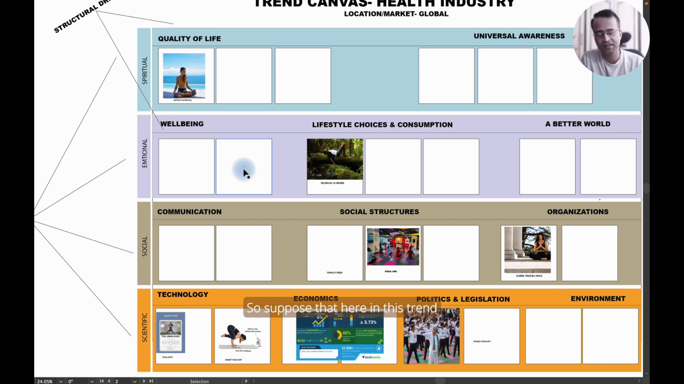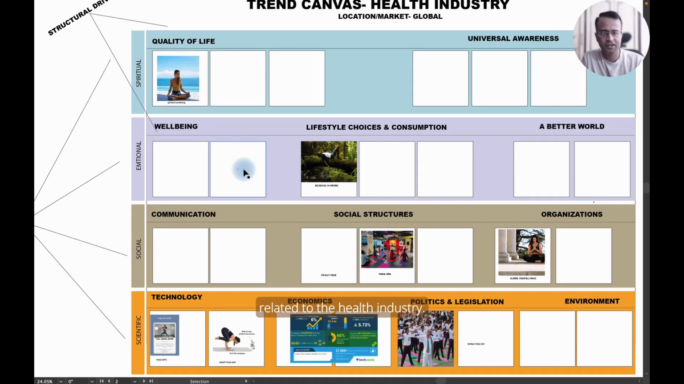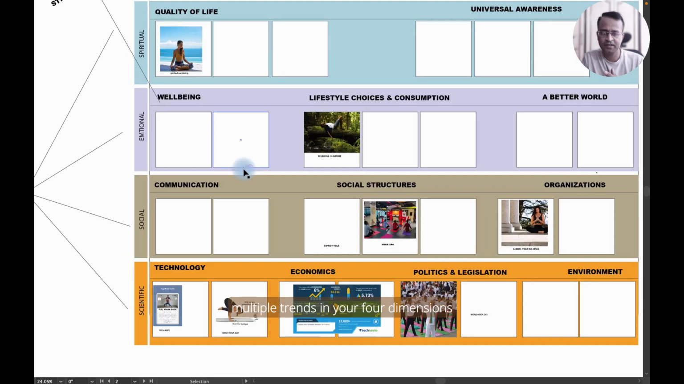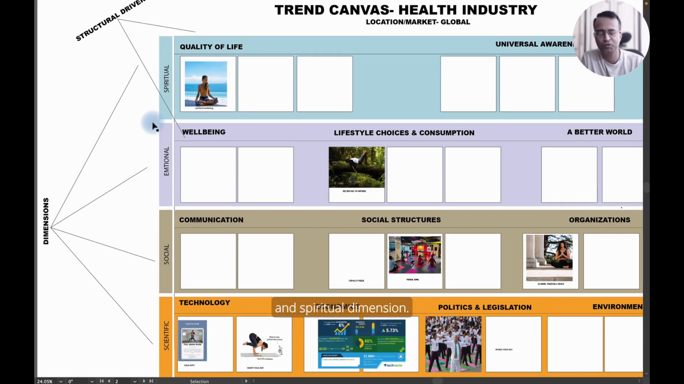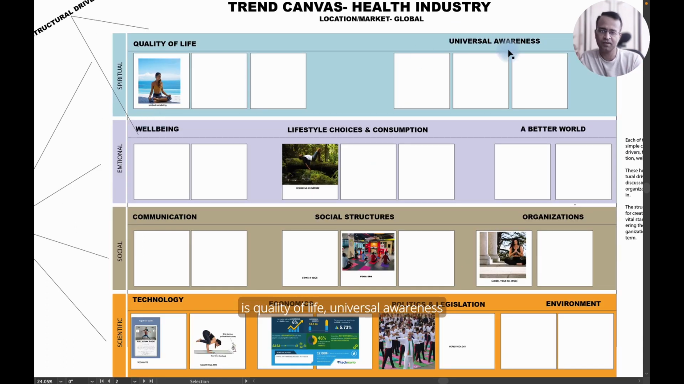So suppose that here in this trend canvas, we have a trend related to the health industry. From here, you will identify the multiple trends in your four dimensions: the scientific, social, economy, emotional, and spiritual dimension. And then from the structural driver, that is quality of life, universal awareness, that we have already learned about in our trend management framework.